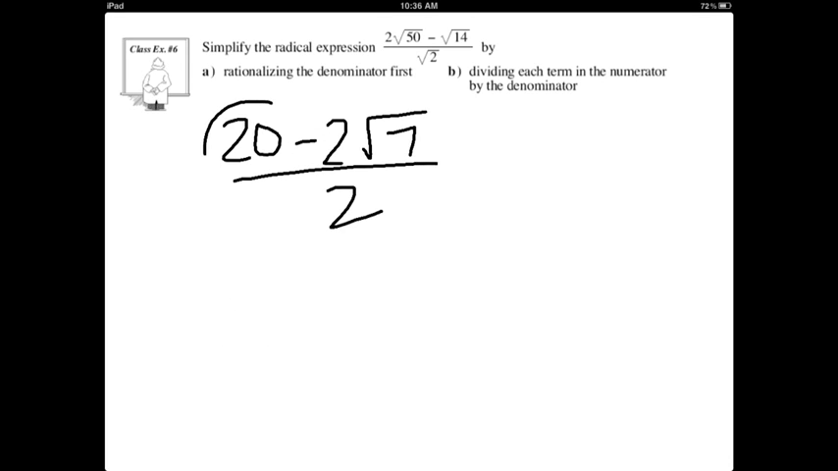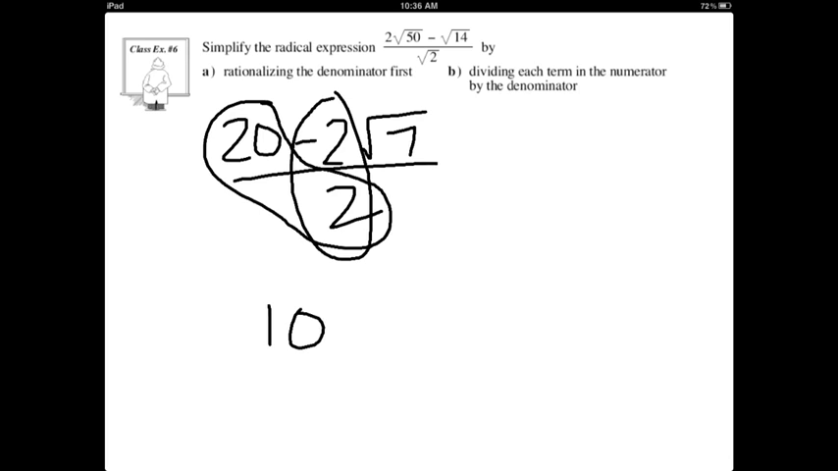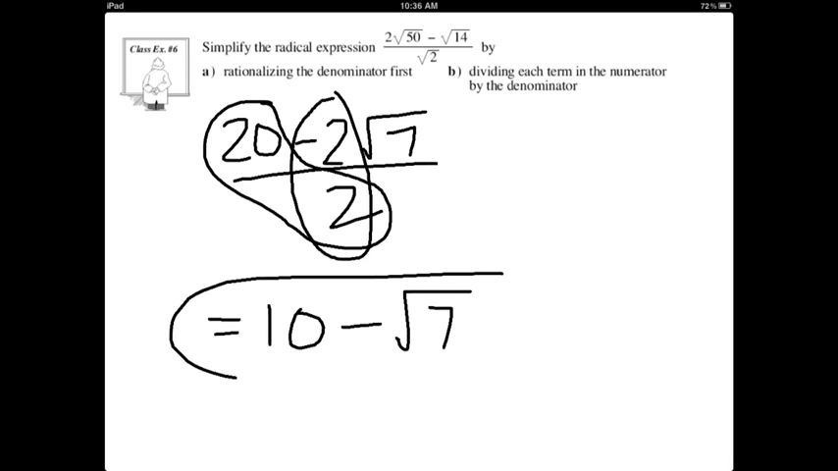Alright, if you take a look at all of the coefficients, 20 is divisible by 2, and so is negative 2. So 20 divided by 2 is just 10, and negative 2 divided by 2 is just negative 1. And you have that root 7 at the end of it. This here is going to be your final answer.